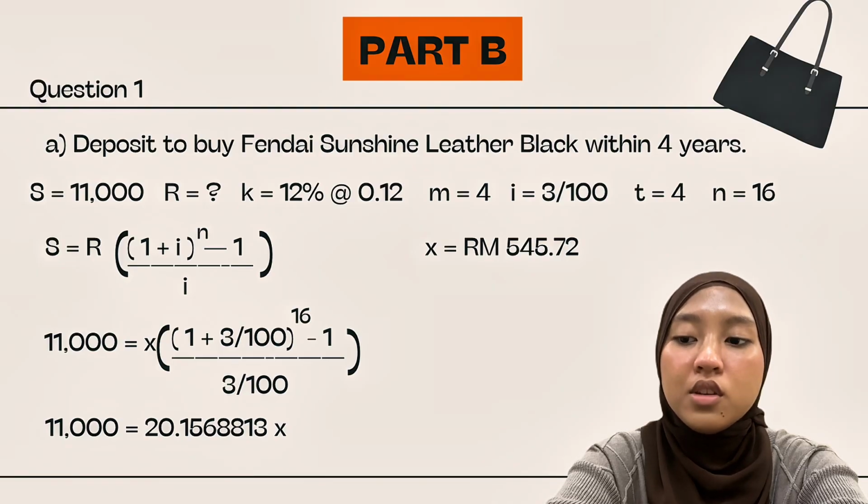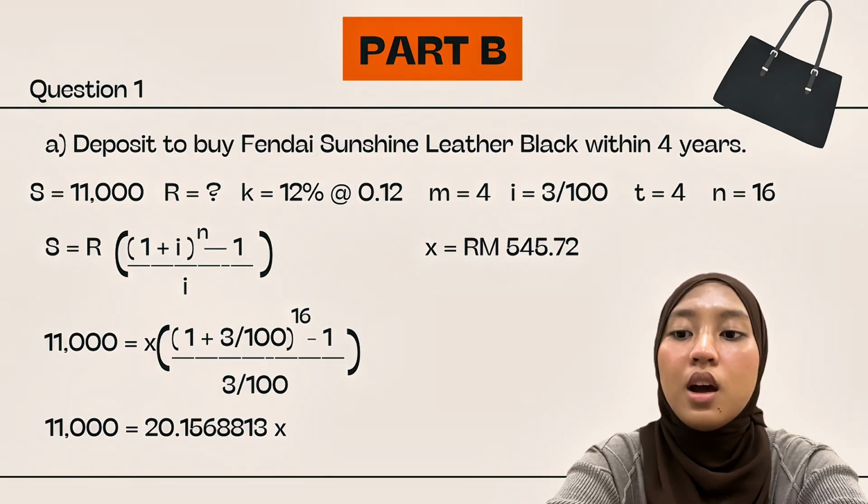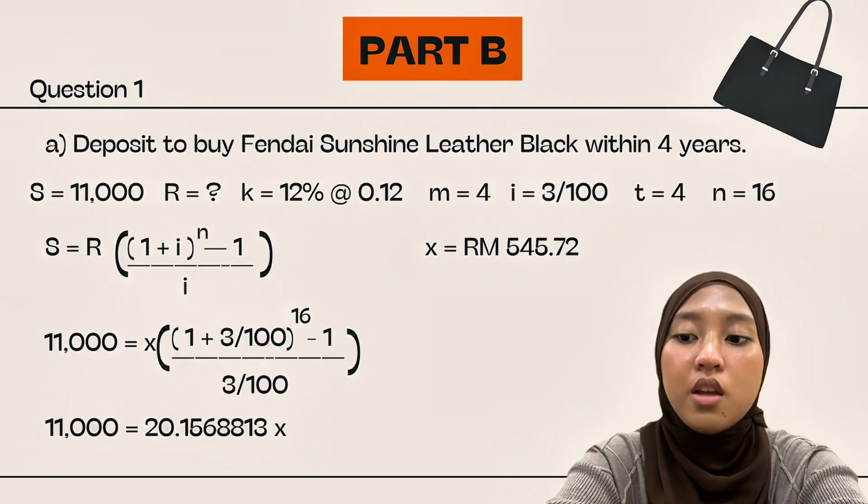Settle the one in the bracket first, and you will get 11,000 equal to 20.1568813x. Divide the price of the bag, which is 11,000, with the answer that you will get just now, and the final answer will be 545 ringgit 72 cents.